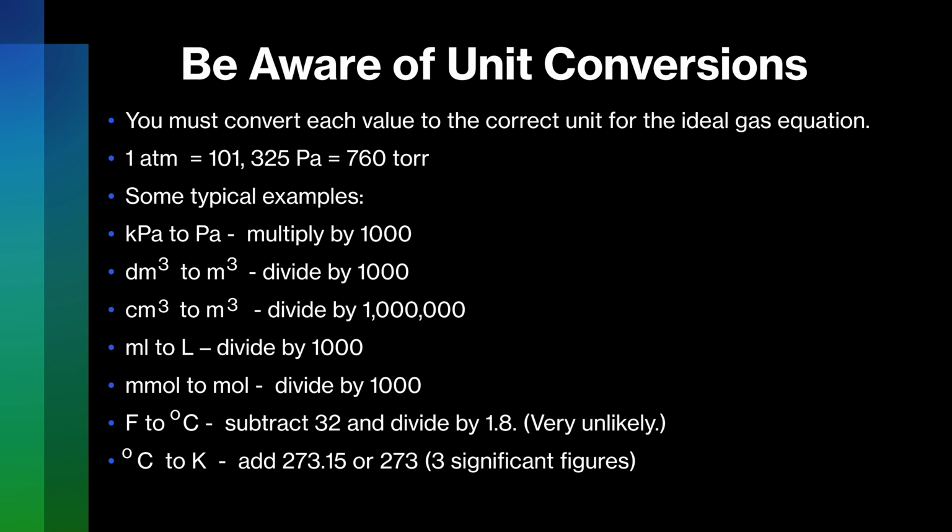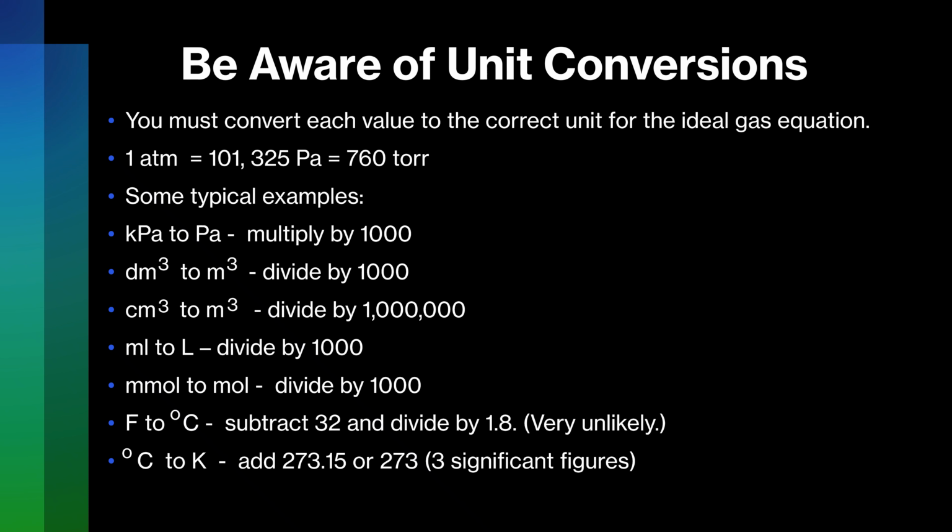Temperature. Now, I personally have never seen a question where you're given the temperature in Fahrenheit. However, if this does happen, you must first convert this into Celsius by subtracting 32 before dividing the remaining value by 1.8. What is more likely to occur is that you're given the temperature already in degrees Celsius, and then you must convert that into Kelvin. To do this, you must add 273.15, or 273 if you're told to express this in three significant figures or without a decimal, to your given value in degrees Celsius.